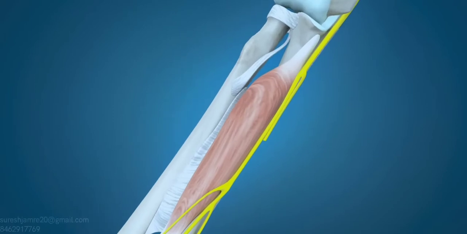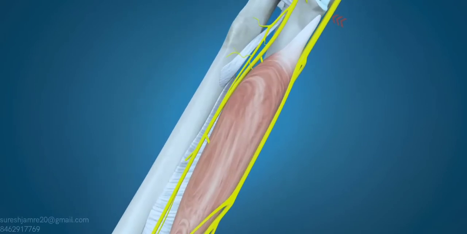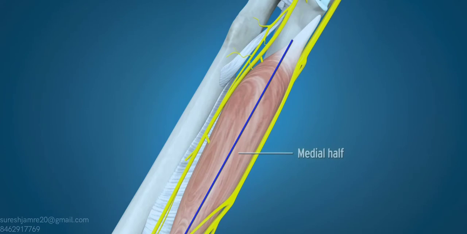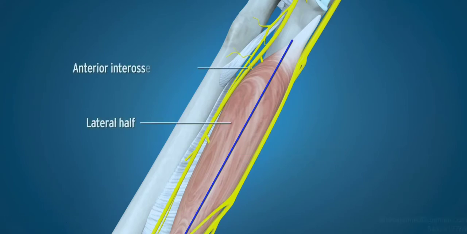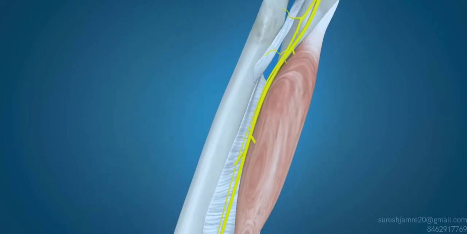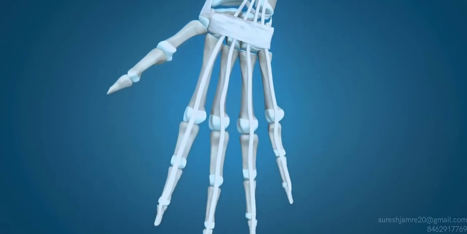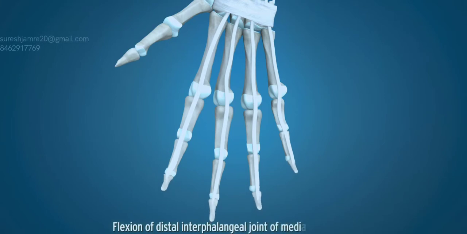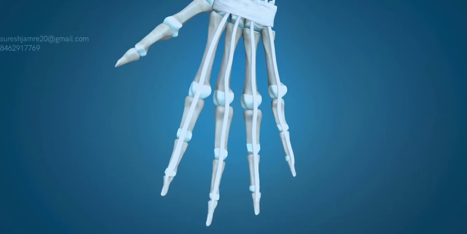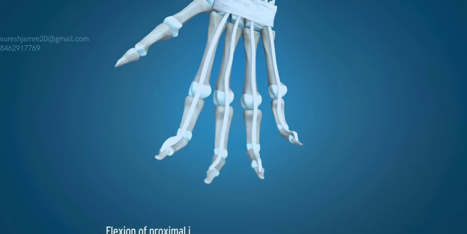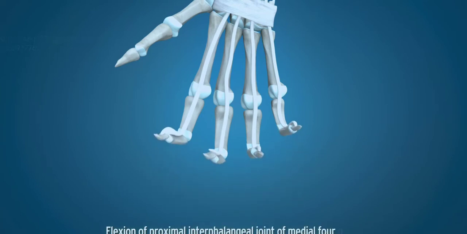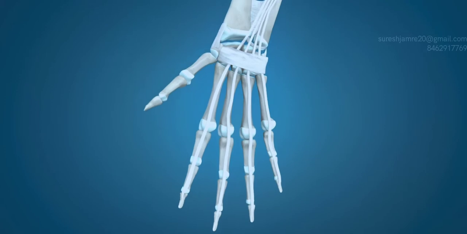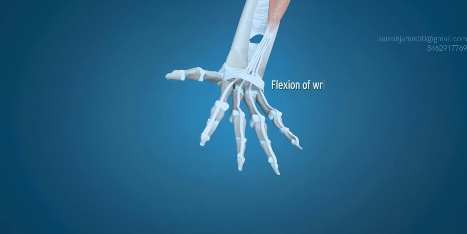Nerve supply: it has a dual nerve supply. The medial half is supplied by the ulnar nerve. The lateral half is supplied by the anterior interosseous nerve, a branch of the median nerve. Actions: flexion of the distal interphalangeal joint of the medial 4 digits, flexion of the proximal interphalangeal joint of the medial 4 digits, and flexion of the wrist joint.